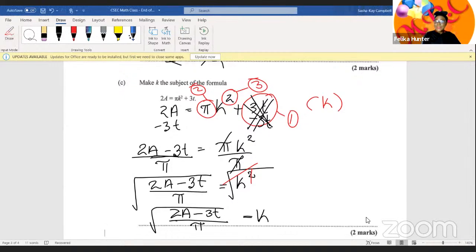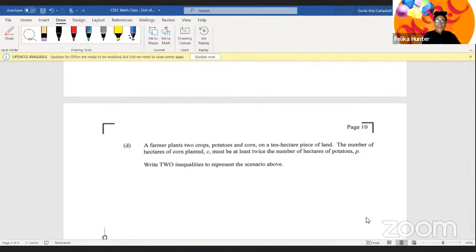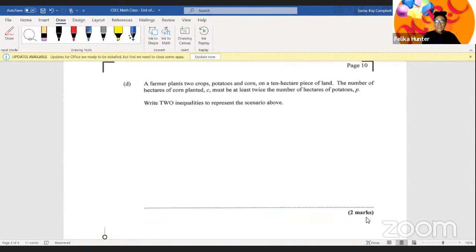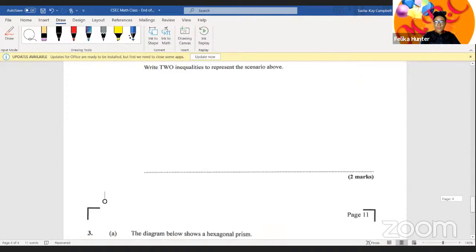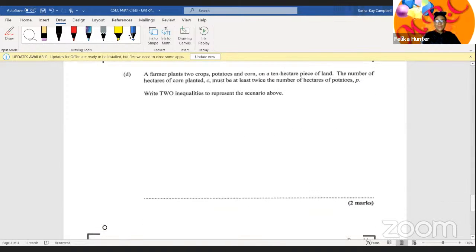Okay, so we're going to continue our questions. Okay, so we're done with this question. Right, so we're down to this one now. And it says a farmer plants 2 crops, potatoes and corn, on a 10-hectare piece of land. The number of hectares of corn planted, C, must be at least twice the number of hectares of potatoes, P. Write 2 inequalities to represent the scenario above.